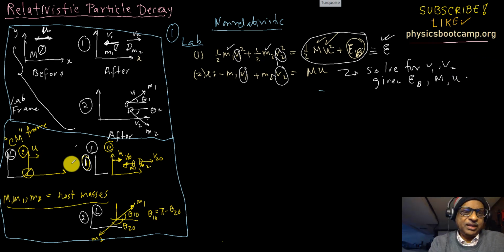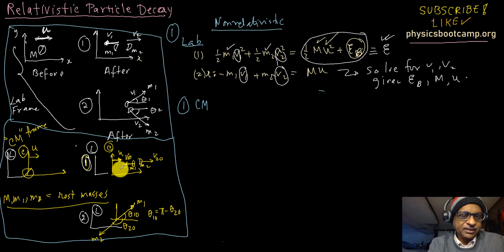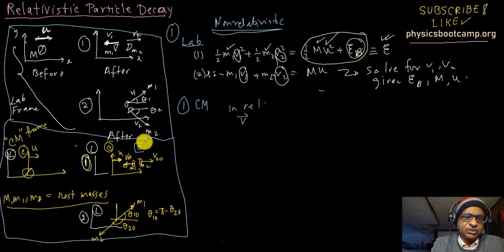Let's do the same thing in the CM frame. We are in the non-relativistic case, so you know the speed. Everything here is non-relativistic. Let's call all of them with 0 as a subscript to denote quantities in the CM frame.